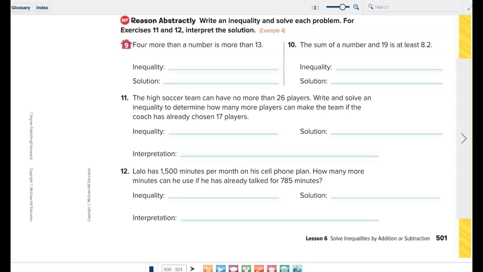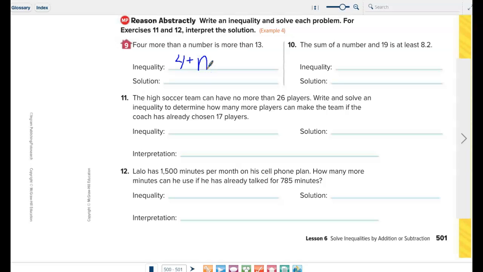So I am on page 501 again, and I'm looking at number 9. So 4 more than a number is more than 13. I'm just going to start with how the sentence starts. So 4 more than a number. So if it's more than a number, we're going to add to that number. And we don't know what that number is, so let's call it n is more than.